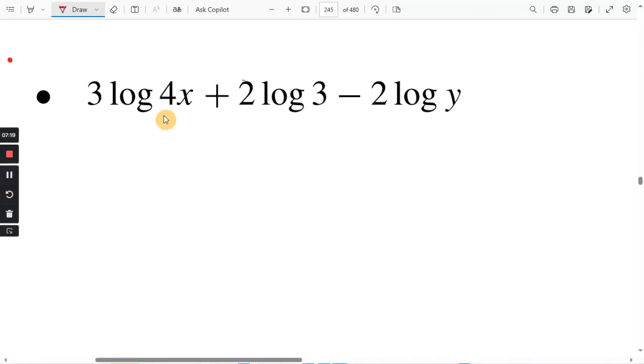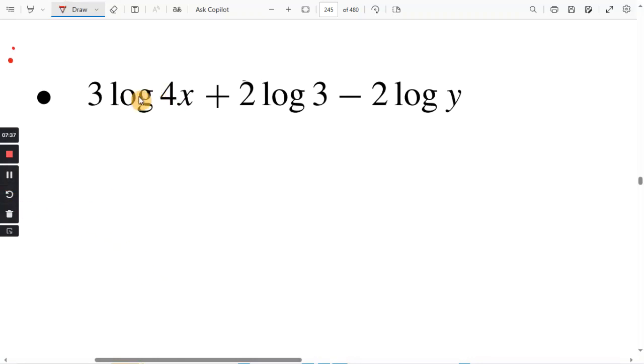All right, please pause and see if you can do this one here, and I'll give you a hint. On all three of these terms, there's a coefficient out front. You want to move that as the exponent on the argument that's already there. So please try that step first and then proceed from there.